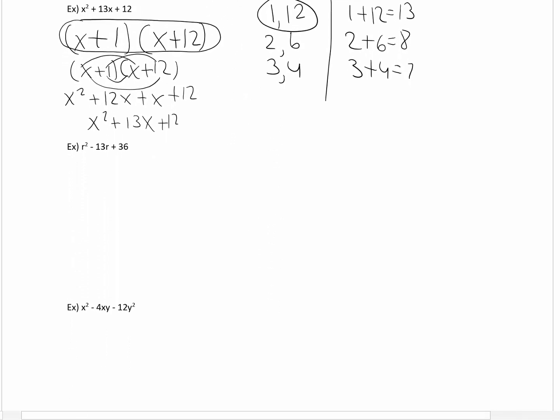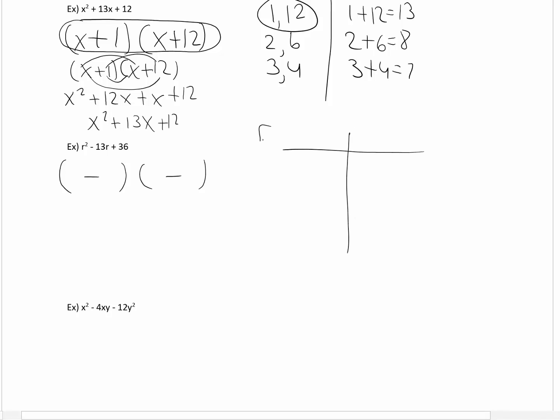Okay, let's go to the next example then. First question: is there a greatest common factor I can take out of all three of these terms other than 1? The answer to that question is no. The leading coefficient is a 1, so I want to find factors of 36 whose sum is a negative 13. We know it's going to end up being a negative times a negative, because a negative times a negative is a positive, but when I add two negative numbers up, I get a negative.